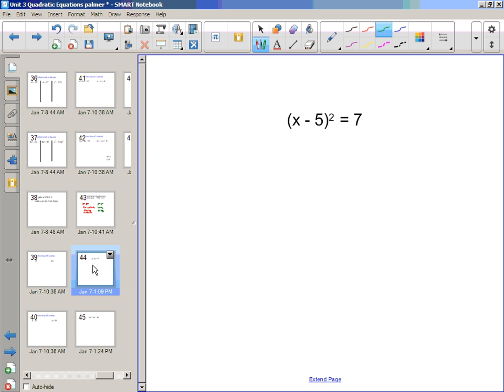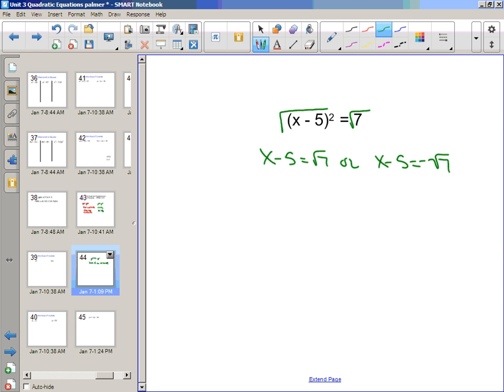Now let's look at something a little more complicated. What if we have something like this? X minus 5, the quantity squared, equals 7. If you have the squared term isolated, again, to undo this, just take the square root of each side. So you get x minus 5 equals the square root of 7, or x minus 5 equals negative the square root of 7.